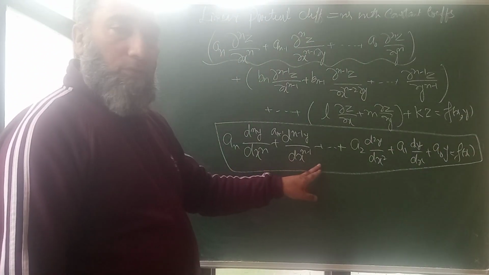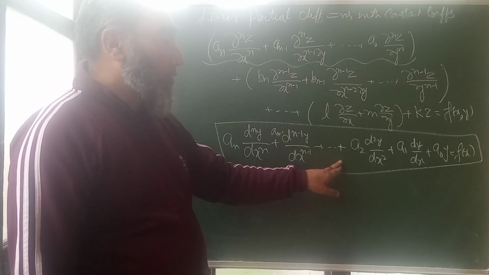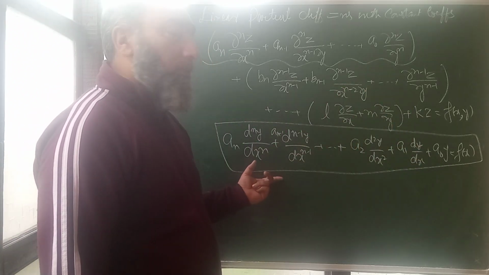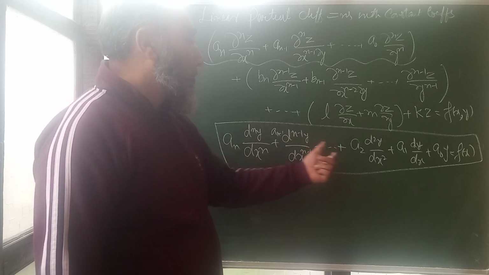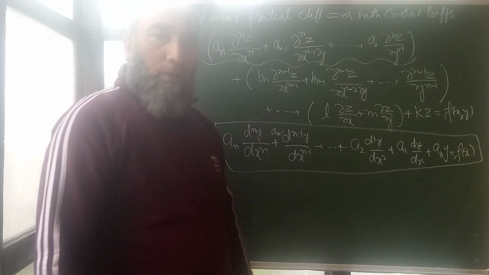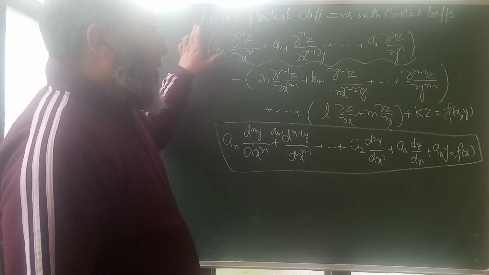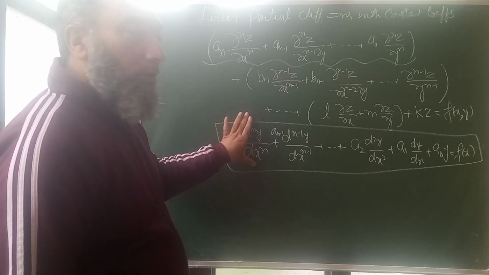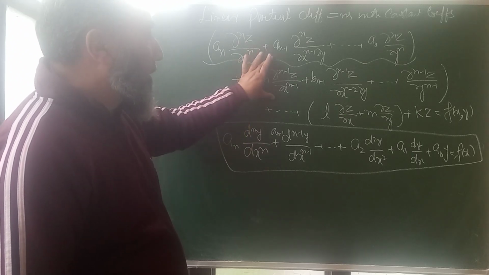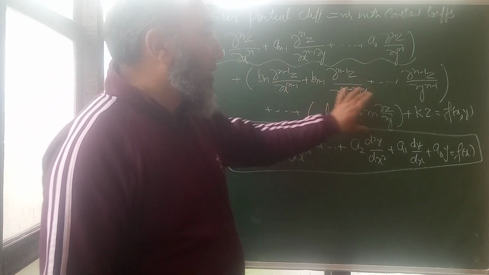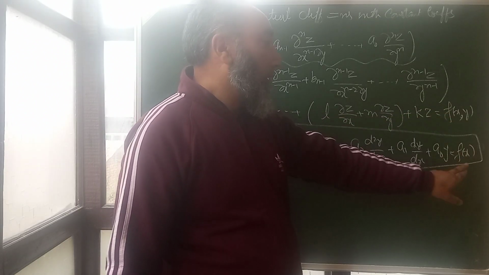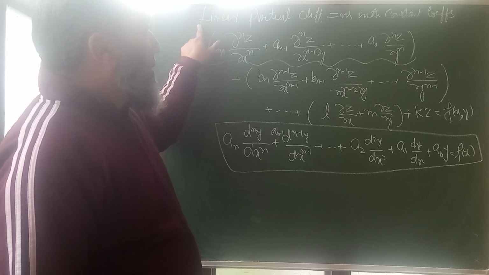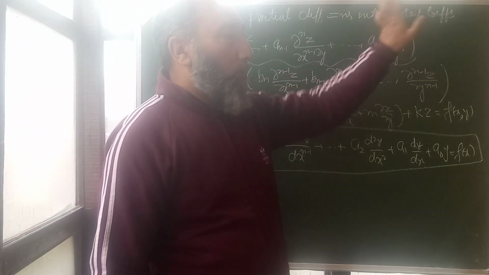This is an ordinary linear differential equation with constant coefficients. These are all constants. This could be a linear differential equation with variable coefficients if these a_{n-1}, a_2, a_0 are variables. Now this is like this only. These are the terms of order n, of order n minus 1, of order 2, of order 1, of no order, and this is a function of x and y. Here it was a function of x. So this is known as a linear partial differential equation with constant coefficients.